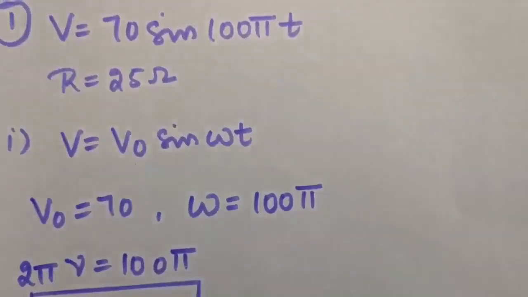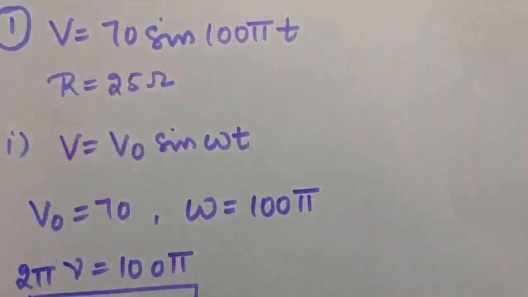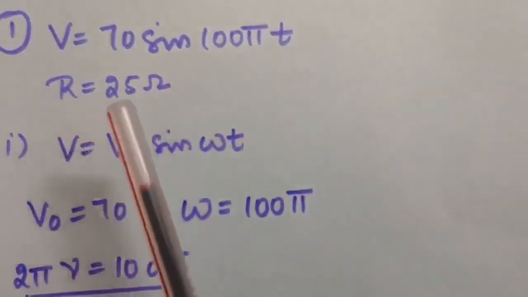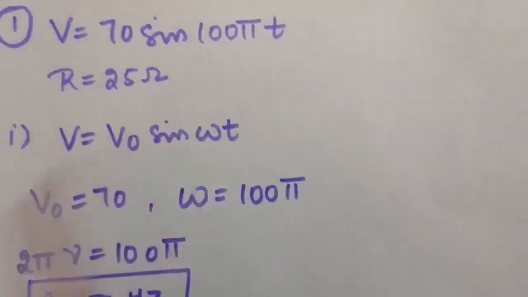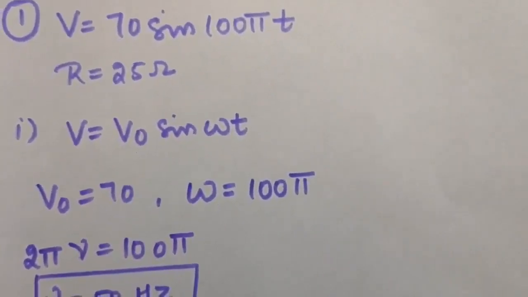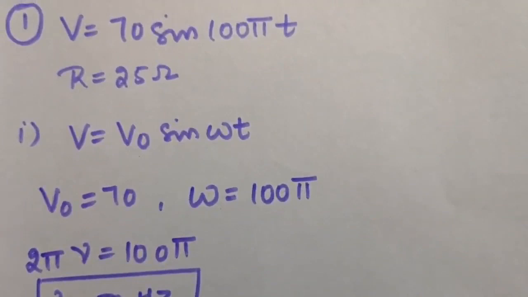So the first question says the alternating voltage is given by 70 sin 100 pi t and a resistance of 25 ohm is given. Now you have to calculate the frequency in the first part and the RMS value of current in the second part.